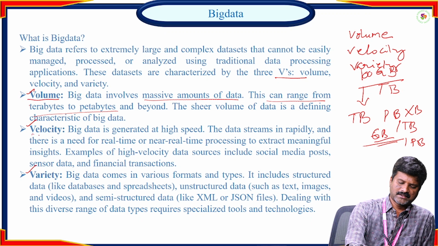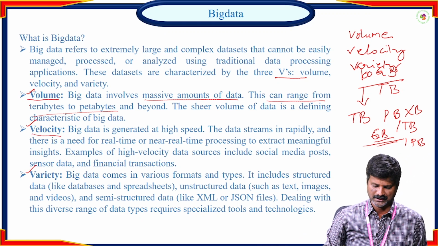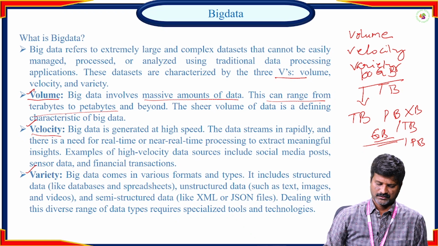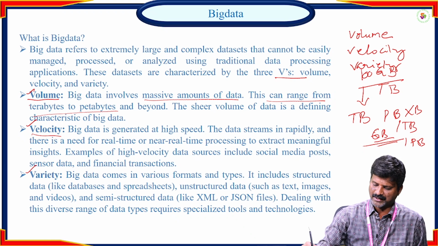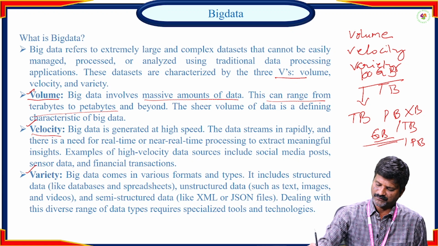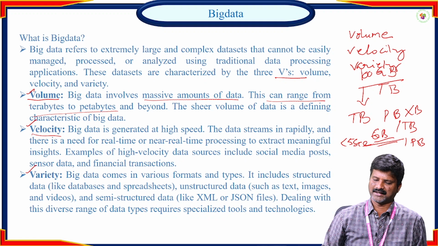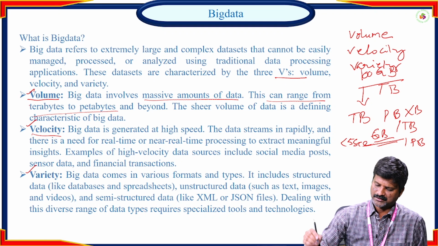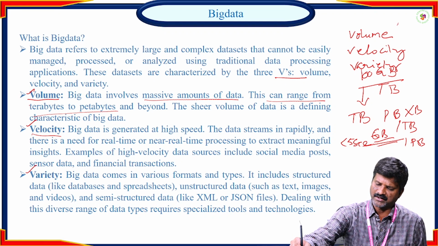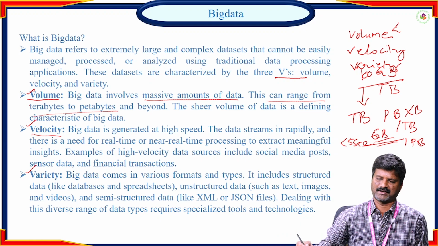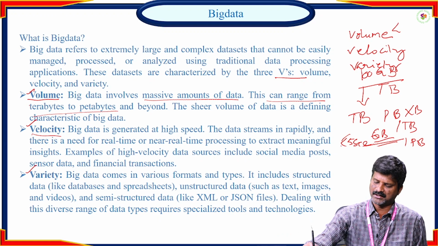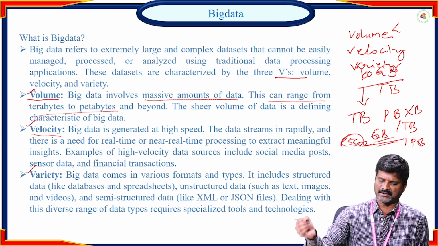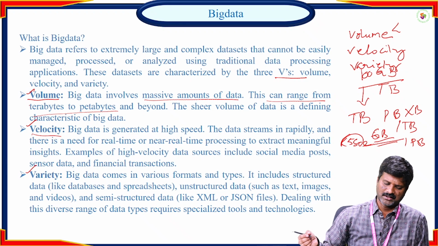The next one is velocity. Velocity is at what speed you are getting the data. Whether you are getting real-time data or near real-time data. Real-time data means less than 5 seconds; suppose every second you are getting data, that comes under real-time. Near real-time is 5 or 6 seconds, which is called near real-time.